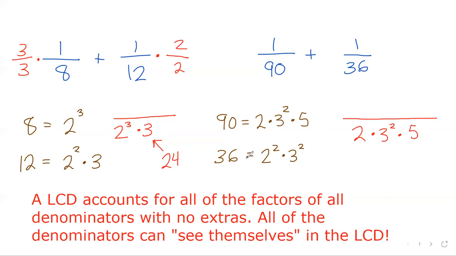Okay, now let's look at 36. 36 needs 2 squared. It needs 2 times 2. There's just a single 2 right now. In order for 36 to see itself in this denominator, there has to be 2 squared. Okay, so 36 sees that part of itself in the denominator. 36 sees this part of itself in the denominator. That's good. So that means that we've accounted for all of the factors of both denominators. This would be 4 times 9. Let's do this the easy way. 4 times 5 is 20. 20 times 9 is 180. And then we would multiply these by whatever we needed to.